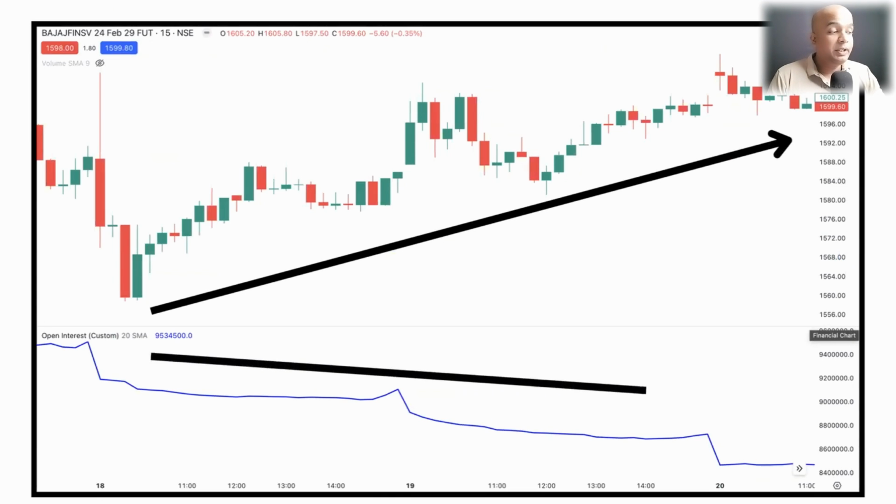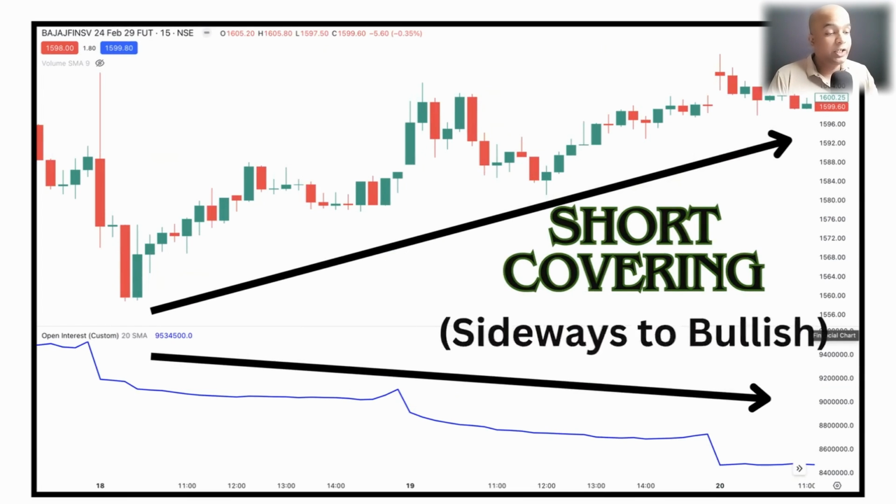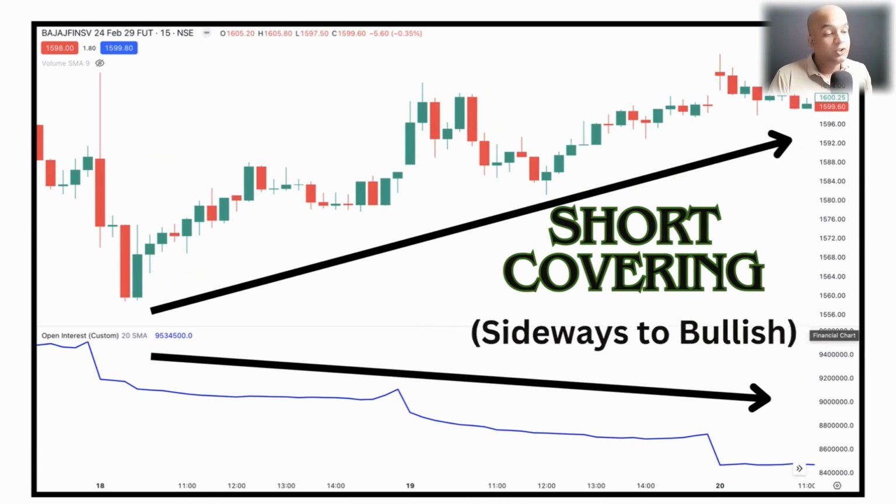Now, the third example is price going up, but the open interest going down. Okay. So this is sideways to bullish because price is going up. We need to give first priority to price. So it is kind of semi bullish. So we can maintain a sideways to bullish view. It is also called short covering in the OI world.